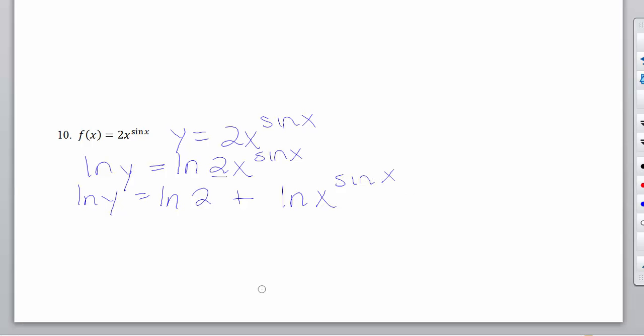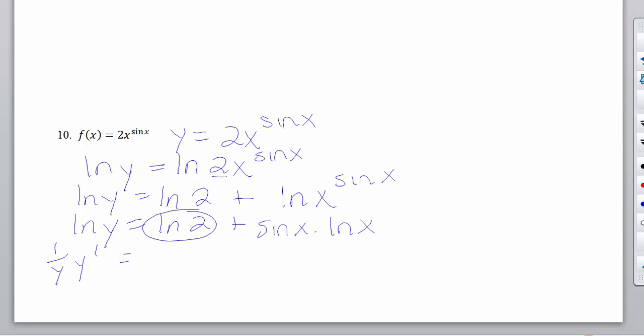Okay. And then all I'm doing, I haven't differentiated yet. I'm just using my log rules. Bring down the sine x times natural log of x. Now I'm ready to differentiate. So this would be 1 over y times y prime. The derivative of this would be 0. It's a constant.